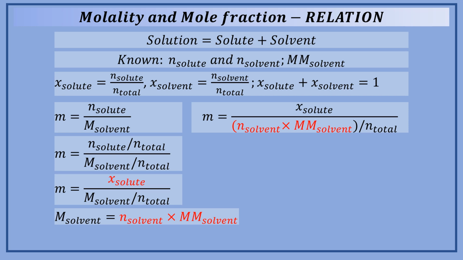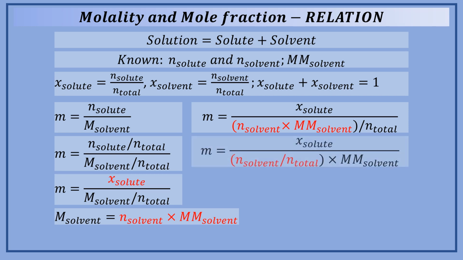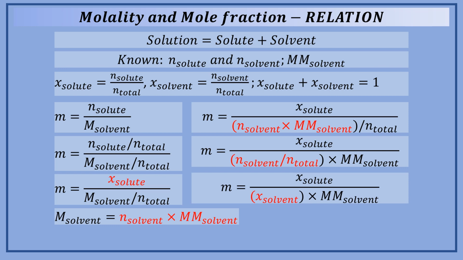The mole fraction of solvent is given by number of moles of solvent divided by total number of moles. So we will club n solvent and n total together. This will become the mole fraction of solvent. So the entire expression will change like this. Molality becomes equal to mole fraction of solute divided by mole fraction of solvent times molar mass of solvent. So this is the expression of molality in terms of mole fraction of solvent and solute.